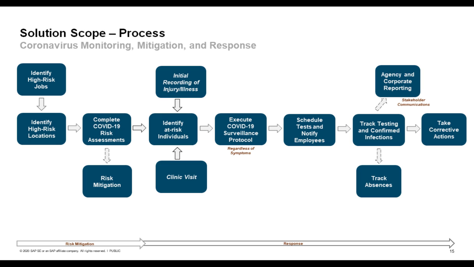The second kind of phase is around identifying at-risk individuals, again, through tracking illnesses that are reported or clinic visits and so forth. And then the third piece is kind of on the right-hand side there. You would get those at-risk individuals into what we call a surveillance protocol that would be specific for COVID-19. And those protocols are also regional, or let's say local specific as well. So a U.S.